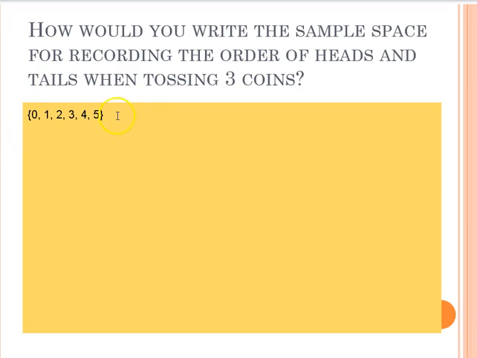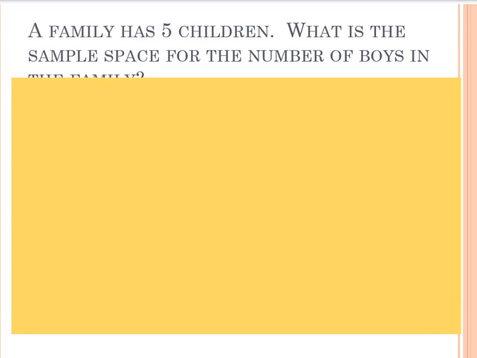So this is how you would write the sample space for the number of boys in the family if you don't know in advance how many boys they have. So you could think of this as a random phenomenon. Let's try a sports problem. Maybe this will be a little bit closer to home.